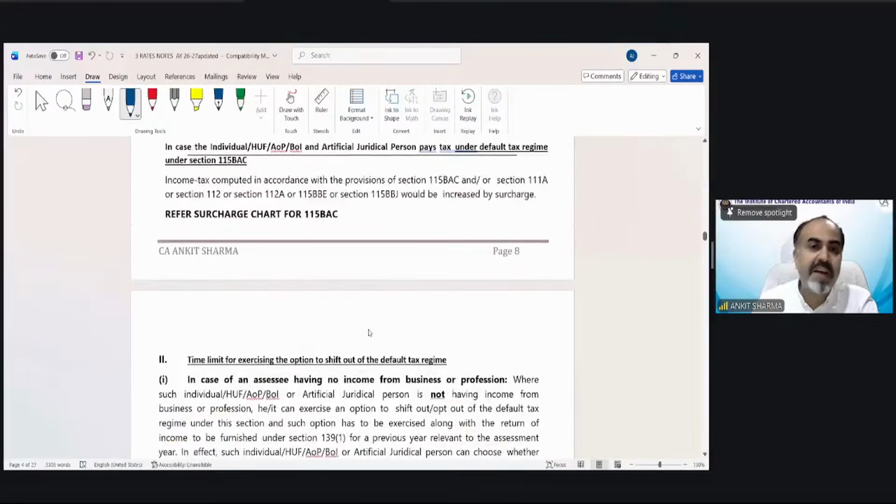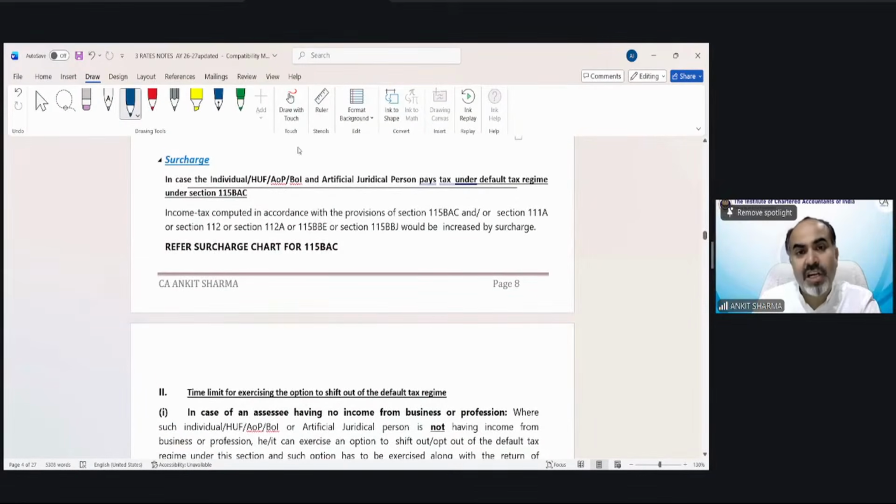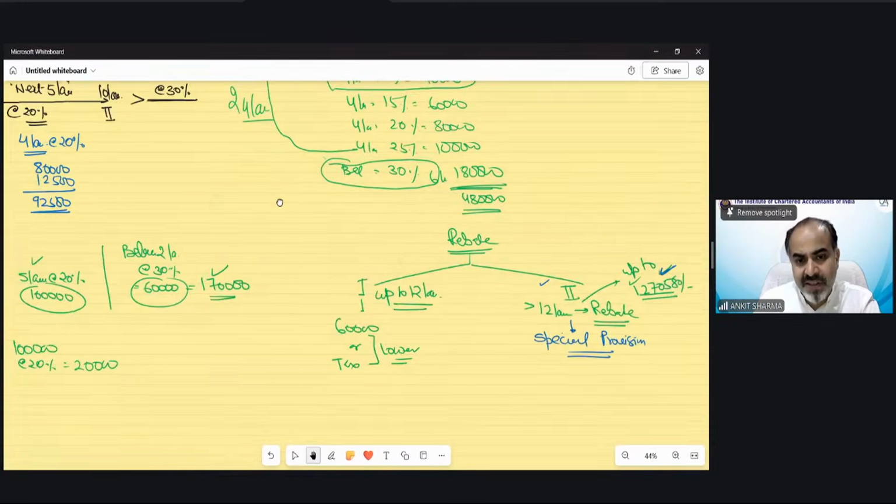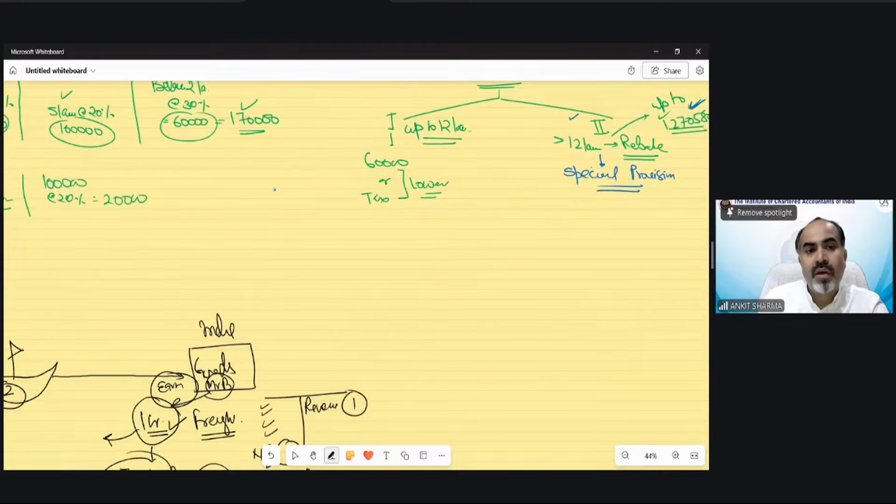There is only one difference. In case of surcharge provision, there is only one difference under optional tax regime and default tax regime. The difference is, up to 50 lakh there is no surcharge in both cases, whether you are under optional tax regime, OTR, or default tax regime, DTR.